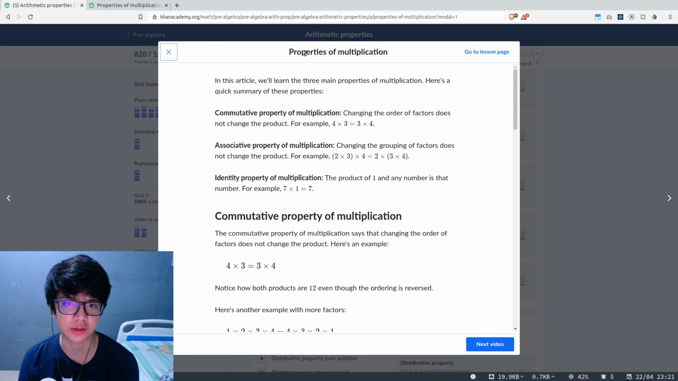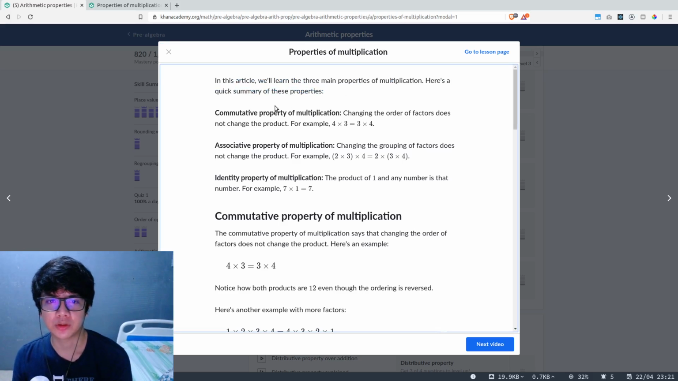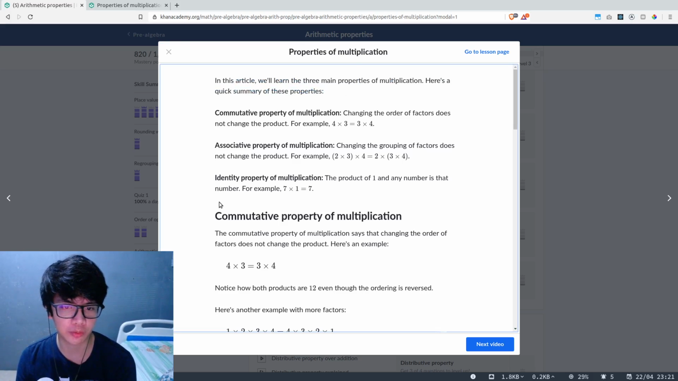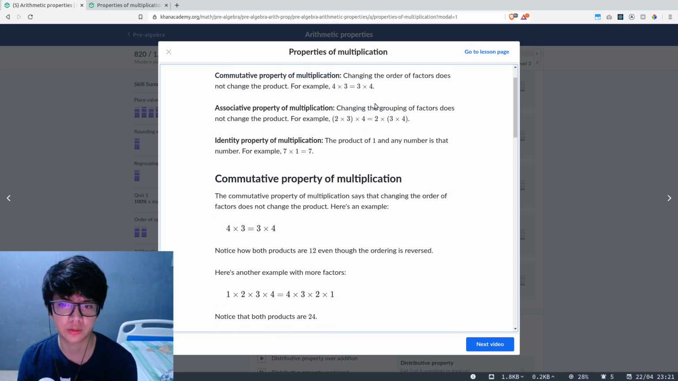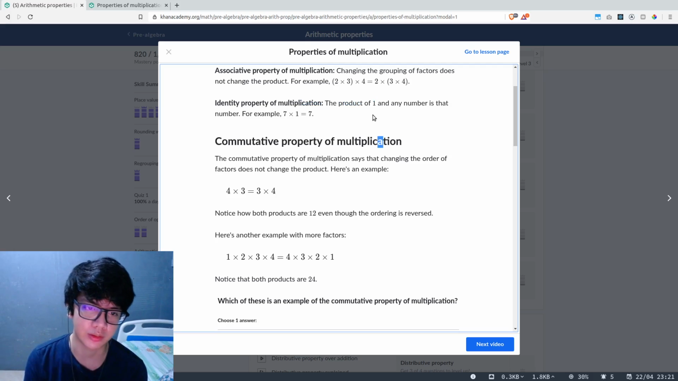The multiplication properties. 3 main properties. Hey, where's your distributive? There's no distributive. Changing the order of factors does not change the product. Changing the grouping does not change the product. The product of 1 and any number is this number.